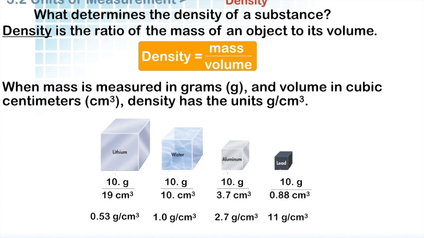So if you look at them, you can see that their volumes are much different, but the masses are the same. And when you take mass divided by volume, that's where you get density.